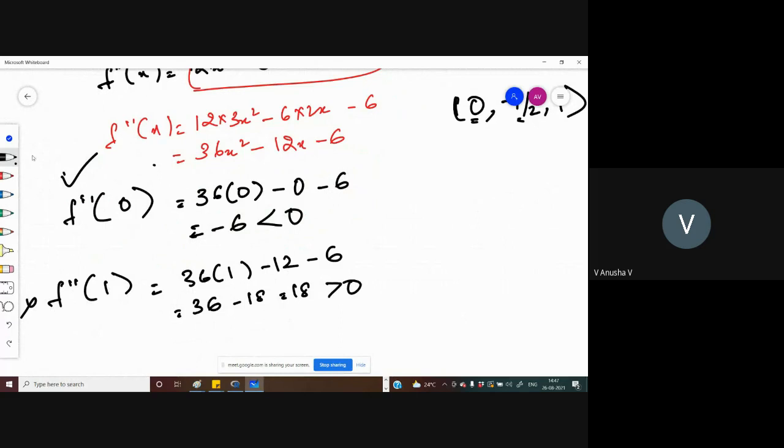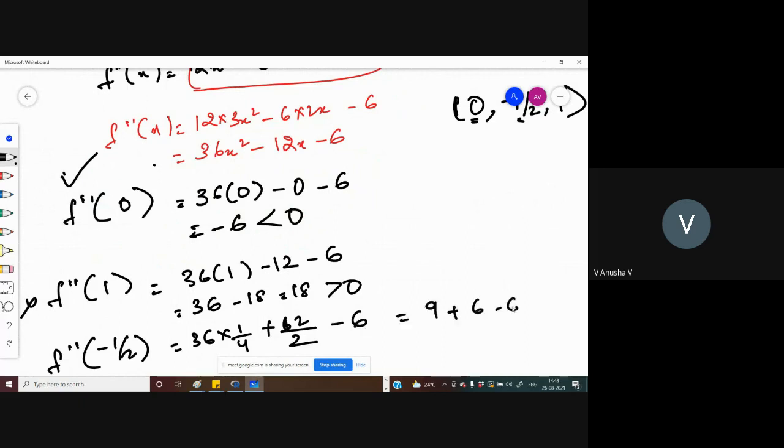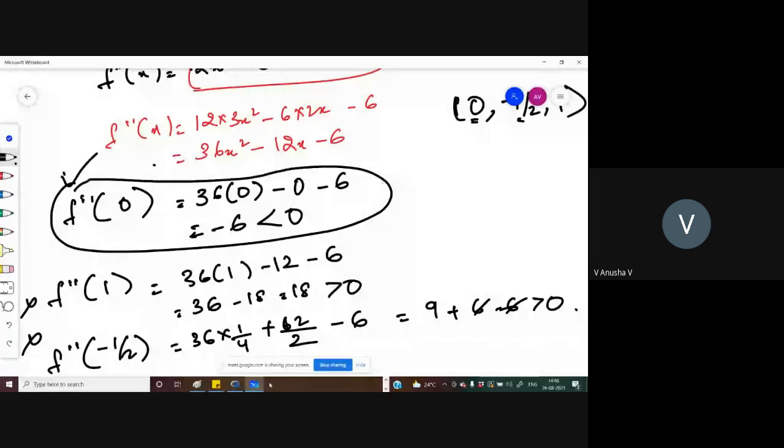Okay. Similarly, you need to calculate f double dash of minus 1 by 2. That will also give you a positive number only. 36 into 1 by 4 minus 6, that is 12 by plus 12 by 2 minus 6. So this will give you 9 plus 6 minus 6. Again, it's a positive number, so I should not consider this point. Only 0 is the stationary point. The stationary point 0 will be the one which will be maximizing the f of x. Okay, that's why 0 will be the answer.